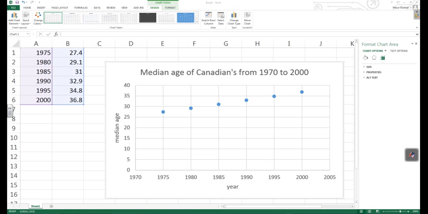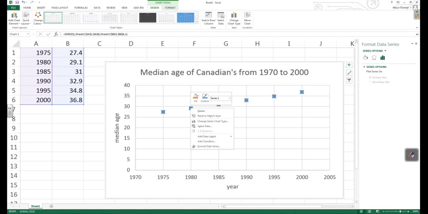Now, here's the important part. I want to add a trend line. When you're looking at these points, what do you think? They're pretty straight lines? They're pretty linear? Okay, good. So here's how I add a trend line. Press on one of the points, it doesn't matter which one. Then right click, and then say add trend line. The one before last is add trend line.